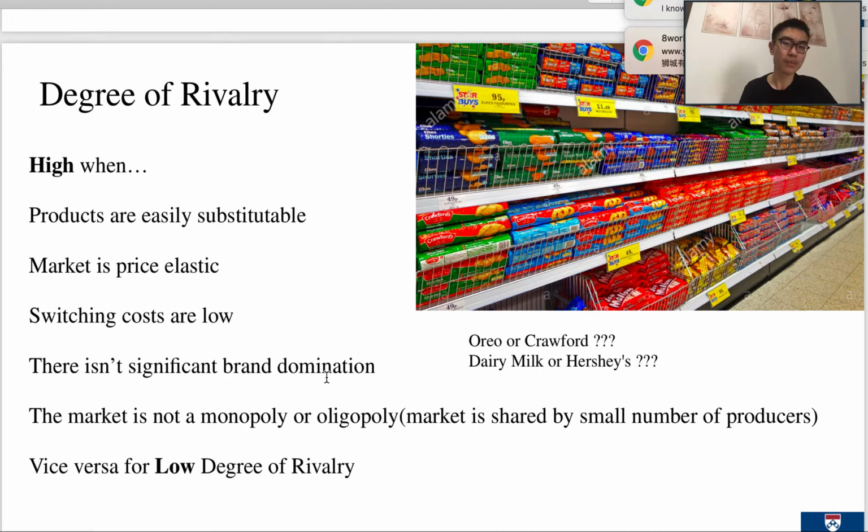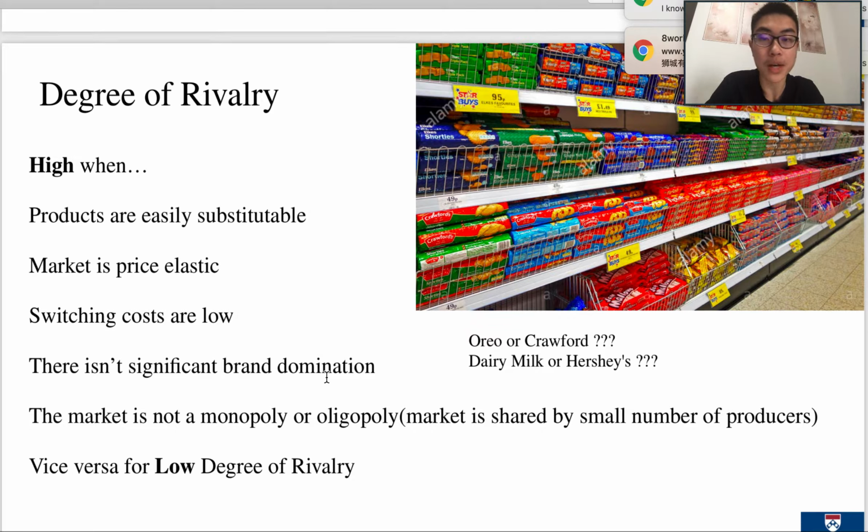There are many examples of switching costs, even switching cost of configuration, like if you're making a SIM card. So switching costs are low, and there isn't significant brand domination, which means there's not a brand to the extent that even with a high price, everybody will buy from this brand. So it is about degree of rivalry. If there's a high degree of rivalry, we can also say that the product is easily substitutable and the products are price elastic. Otherwise, people will still stick to the brand even though the price is high.